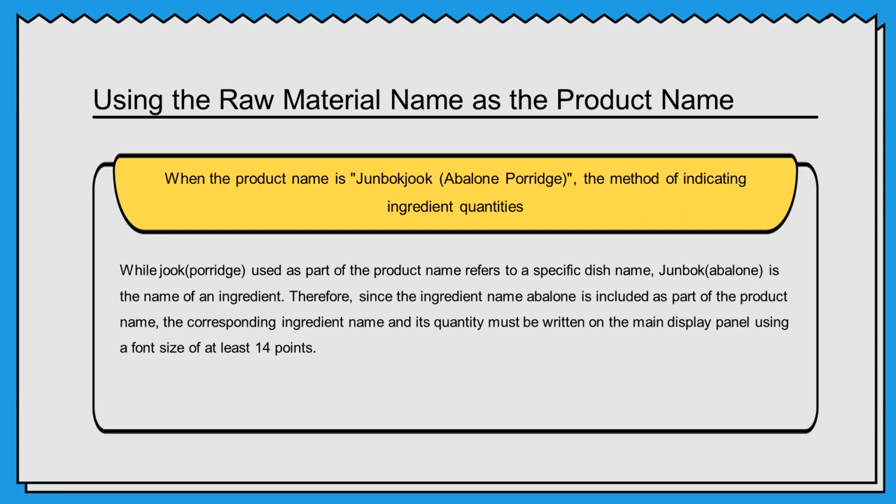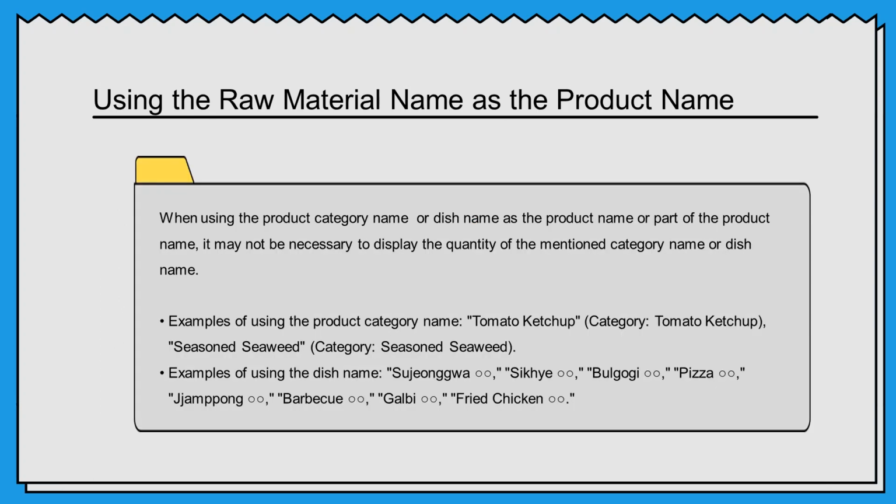When using the product category name or dish name as the product name or part of the product name, it may not be necessary to display the quantity of the mentioned category name or dish name. If the product name is abalone porridge, where porridge indicates a dish name while abalone is an ingredient, it is necessary to display the ingredient name and its quantity for abalone on the main display panel using a font size of at least 14 points. These are examples of using the product category name and examples of using the dish name.